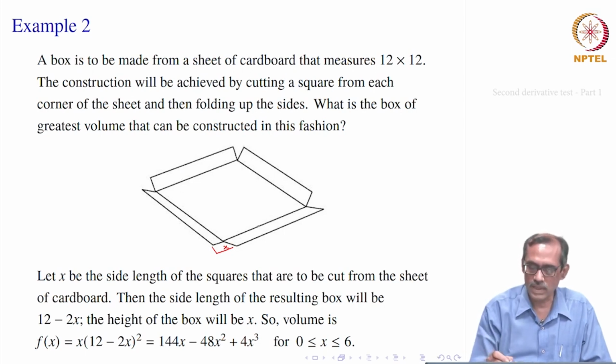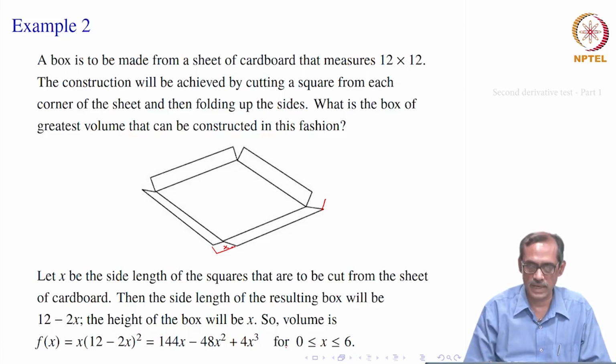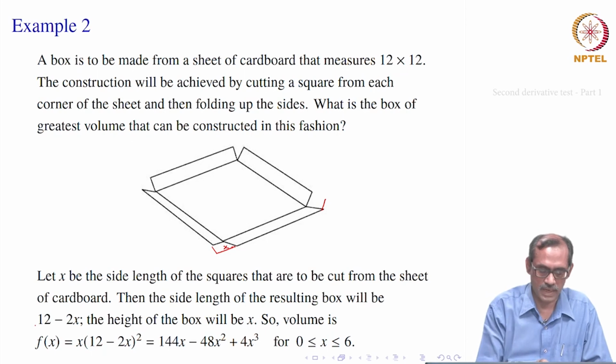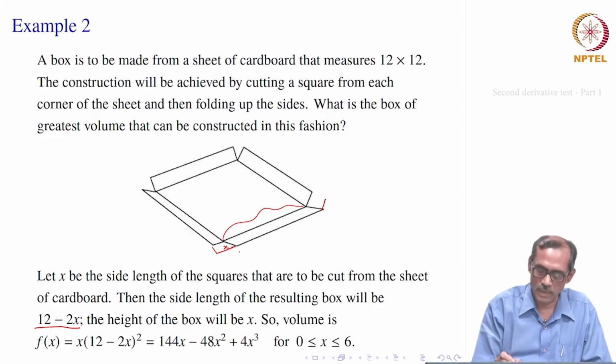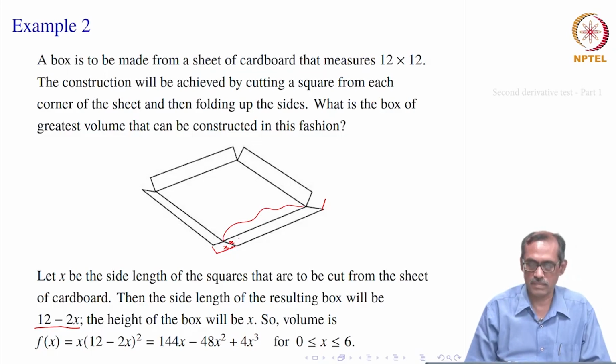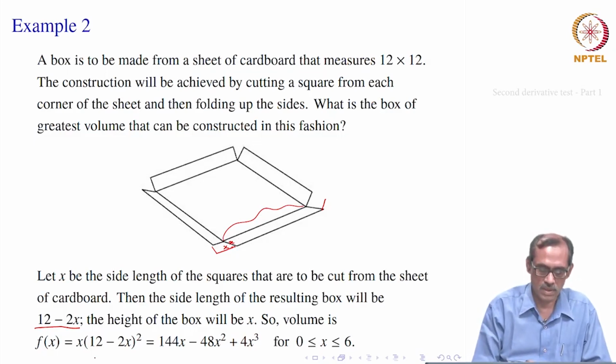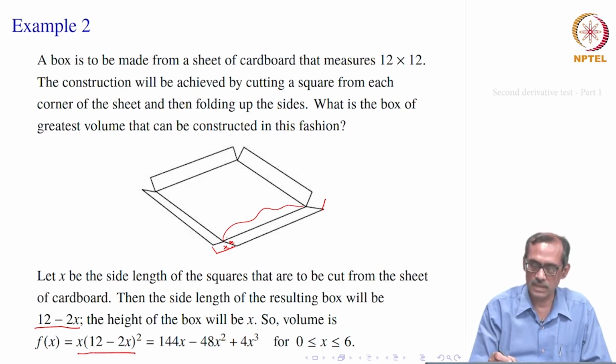Now, what about the length? The length was 12 units. Now, this x is cut here and another x is cut here. So, 2x is being cut from each side. So, the remaining side is 12 minus 2x, and when it is folded back, the height of the box will be this x. That is why the volume of the box will be x into (12 minus 2x) squared. Is that right? (12 minus 2x) squared times the height x. So, that is our volume.